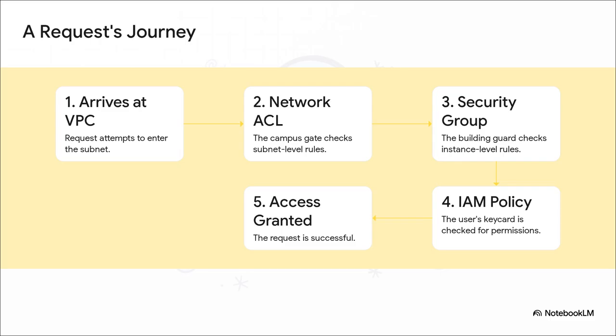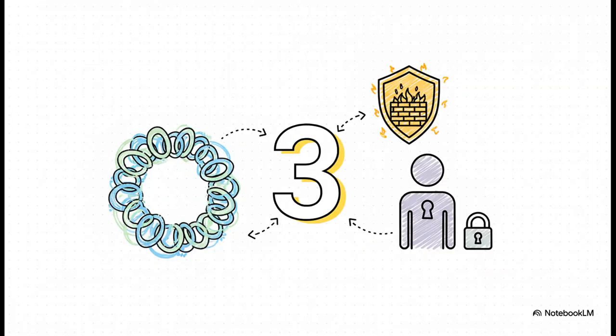Okay, let's trace the complete journey. A legitimate request from an administrator arrives. First, it has to get past the main campus gate. That's the network ACL. Check. Then, it needs approval from the guard standing at the specific building's door. That's the security group. Check. Finally, once inside, the user swipes their key card to perform an action, and the IAM policy is checked. Only when all three of those layers give a green light is the request successful. That's it. Three complementary layers of defense: the network perimeter, the instance firewall, and finally, user identity.